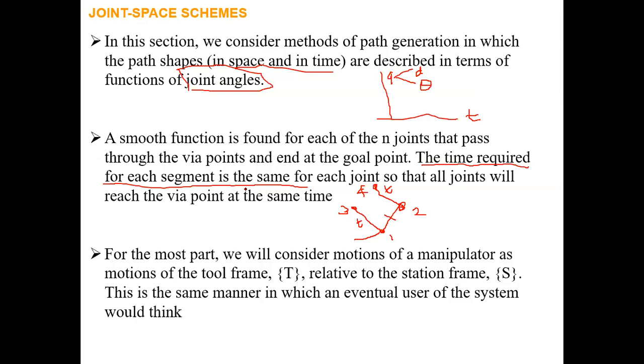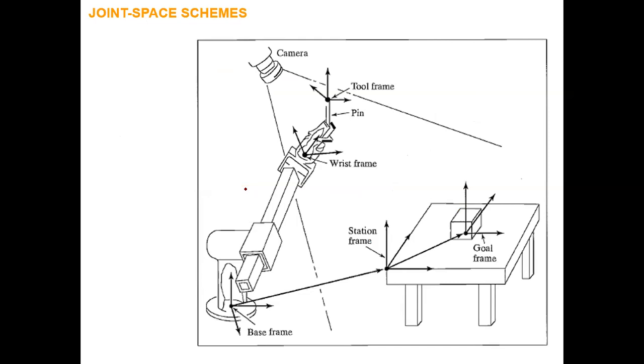Okay, for the most part, we will consider the motion of a manipulator as the motion of the tool frame relative to the station frame. We express the tool frame relative to the station frame. That's what we will do most of the time. What I mean by tool frame and station frame, I'll show you a picture. I think from the picture it will be very clear.